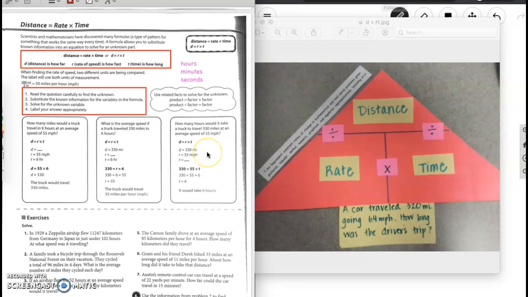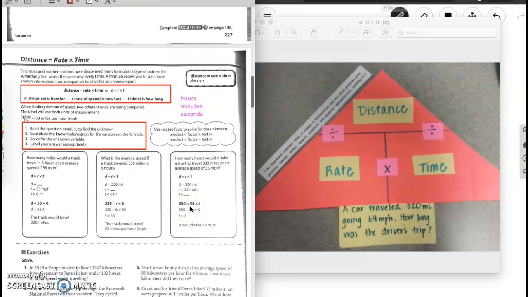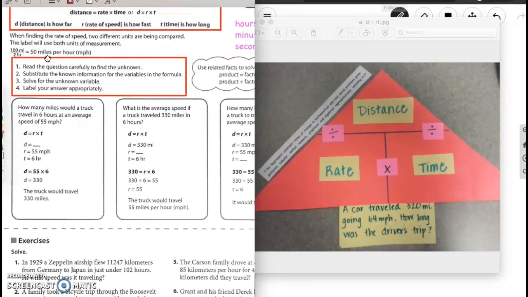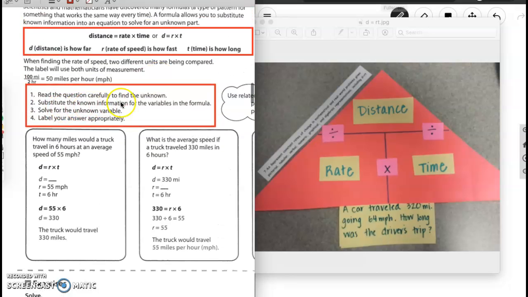Now, how do we solve word problems about distance, rate, and time? Here are the steps. Let's go over them together really quickly. Number 1, read the question carefully to find the unknowns. You're going to find the variable. Number 2, you're going to substitute the known information for the variables in the formula. Number 3, solve for the unknown variable. Number 4, label your answer.